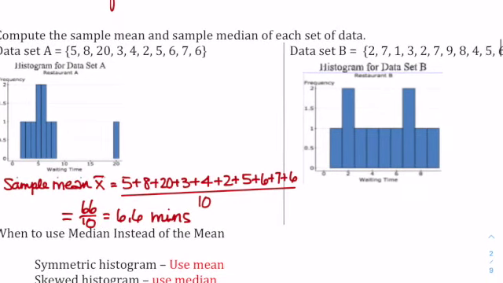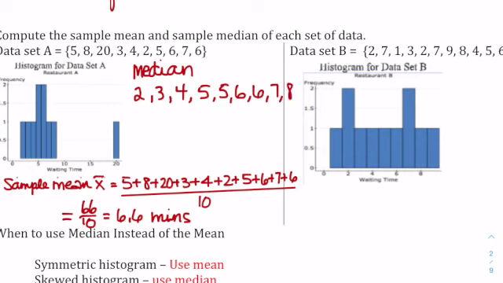To do the median, the definition is to put them in order first. So the median is going to be in order. You start with the smallest, 2, and you have 3, 4, 5, 6, 7, 8, and 20.